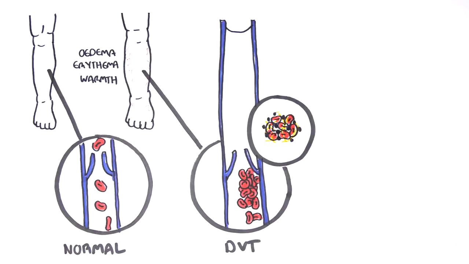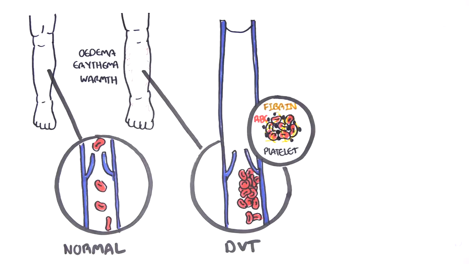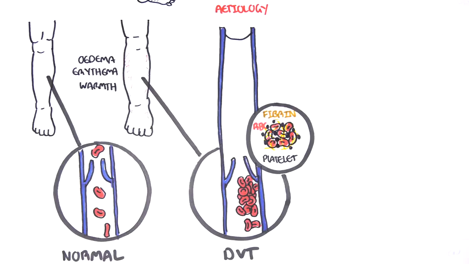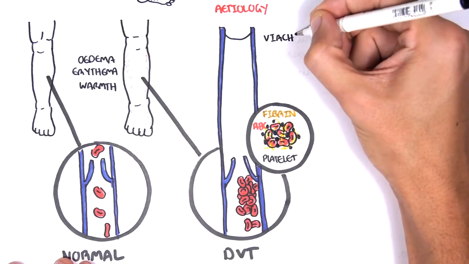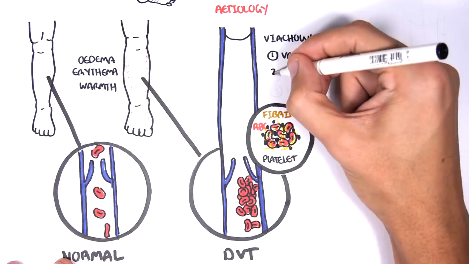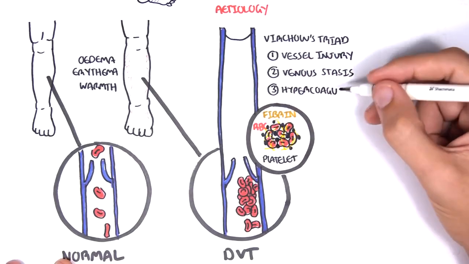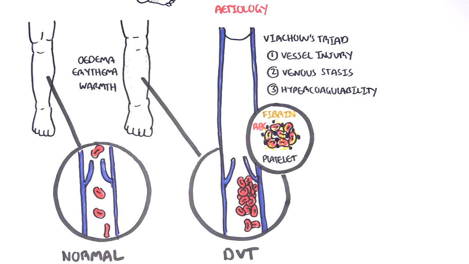A thrombus is made up of a network of fibrin mesh, platelets, and red blood cells. They all clump together via the coagulation cascade and form what's known as a thrombus. There are many causes of deep vein thrombosis or thrombus formation, but it can all be condensed to three things. And these three factors make up what we call Virchow's triad. Virchow's triad includes vessel injury, number 1, venous stasis, number 2, and hypercoagulability, number 3.